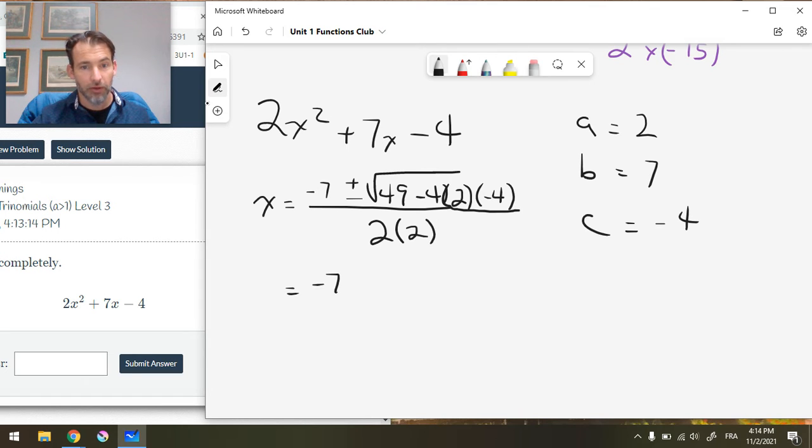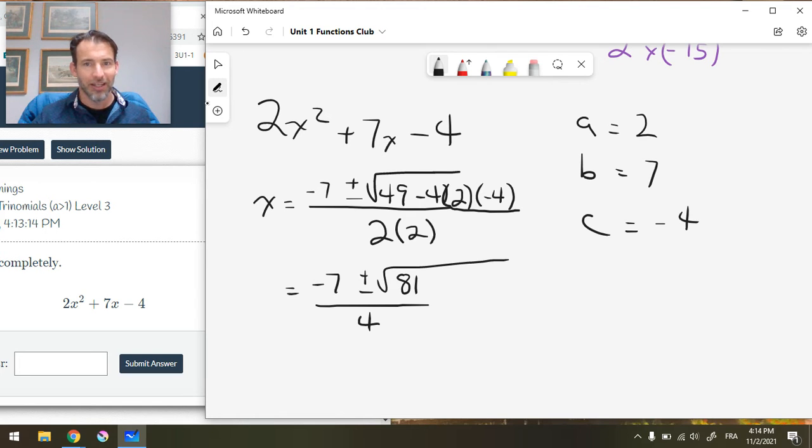So x equals negative 7 plus or minus the square root of 49 minus negative 4 times 2 times negative 4. That's positive 16 times 2, positive 32. 49 plus 32 is 81. This is the square root of 81. Isn't that nice? We have to simplify that, and we know how to do that. It's pretty straightforward. All over 4.